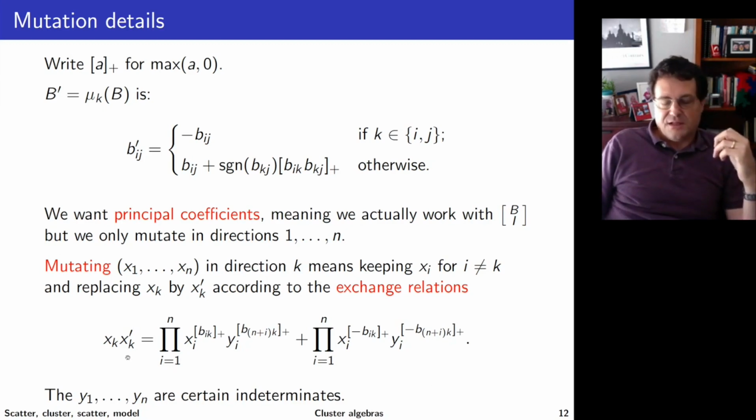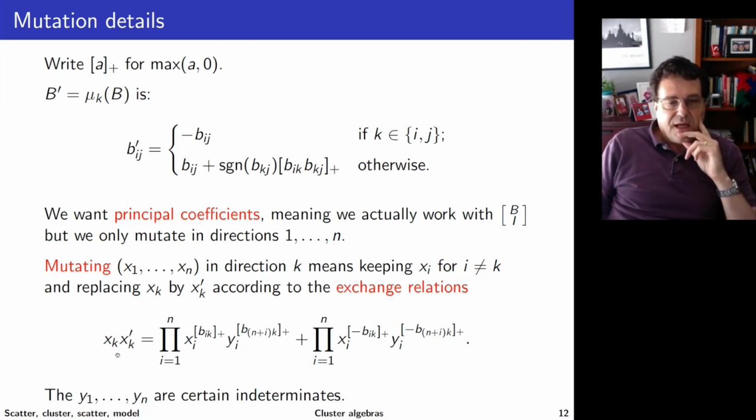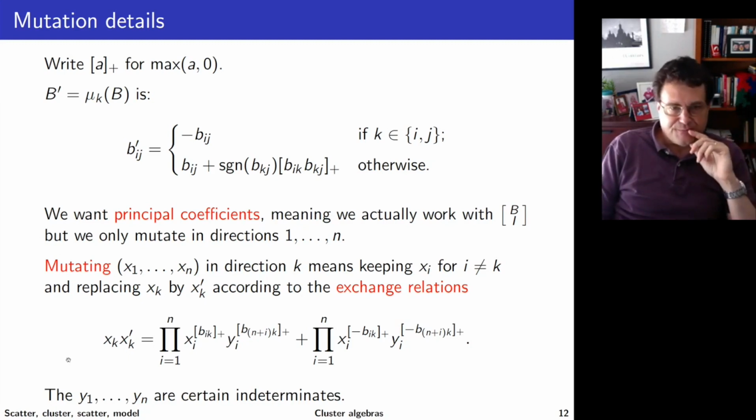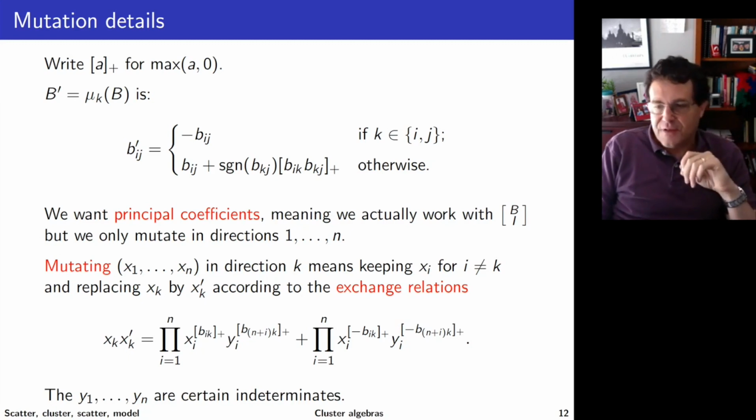Also, there are some exchange relations. And I think it's pretty safe to let your eyes unfocus and just look at the form of this equation. I'm taking xk as my old cluster variable, xk prime as my new cluster variable. So basically this means xk prime will be this sum of 2 terms on the right divided by the old xk. And the terms are products of cluster variables and also some coefficient variables in the old cluster. And they're determined by the exchange matrix B. The y1 through yn are certain indeterminates that we just use as coefficients. Okay, so that's details without details in some sense.